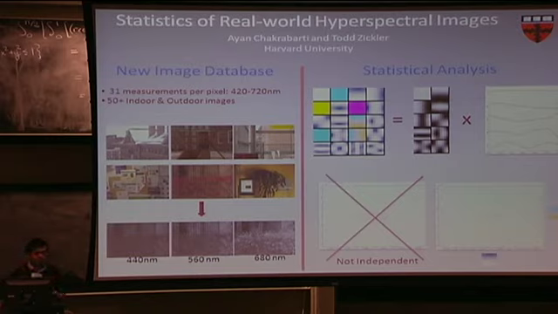The first is a database of hyperspectral scenes with 31 measurements at each pixel, which we use as ground truth for acquisition systems or other applications. And then we use this database to do a statistical analysis of that data. We look at optimal bases and representations for hyperspectral patches. And then we look at the statistics of coefficients in these cases. So more details in our poster.